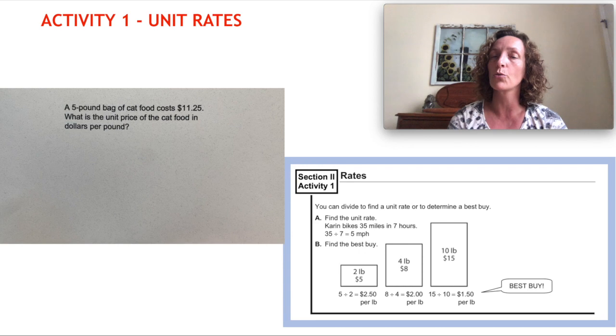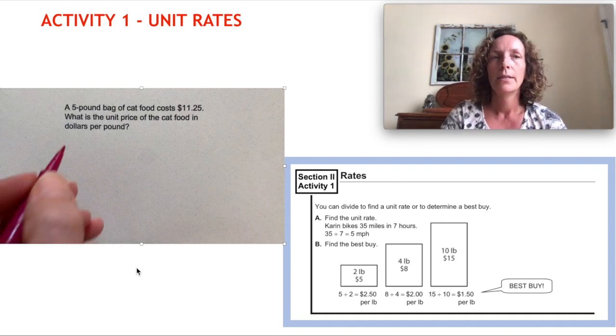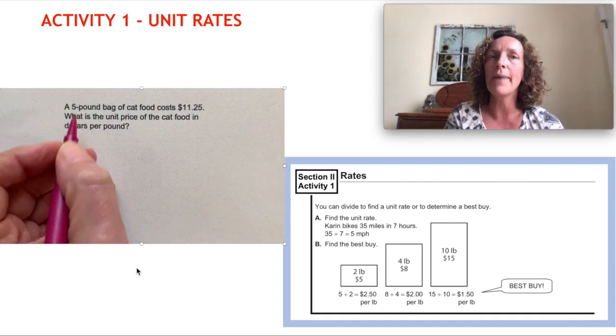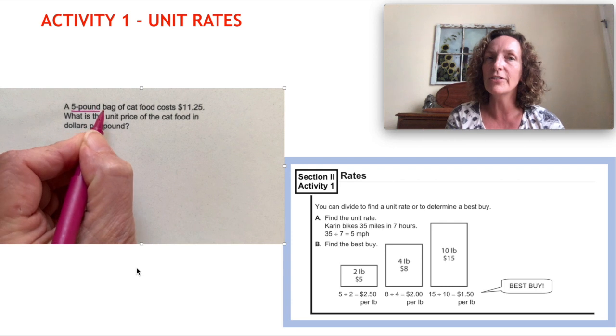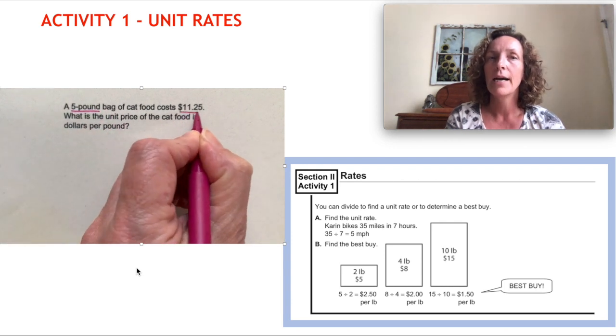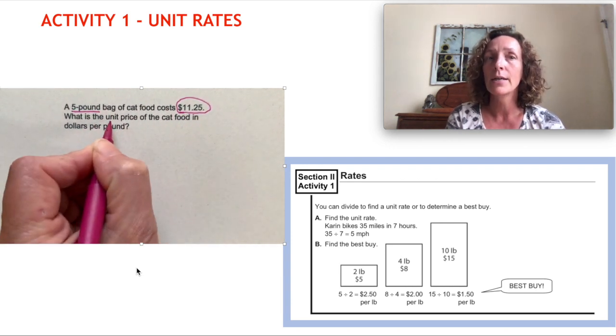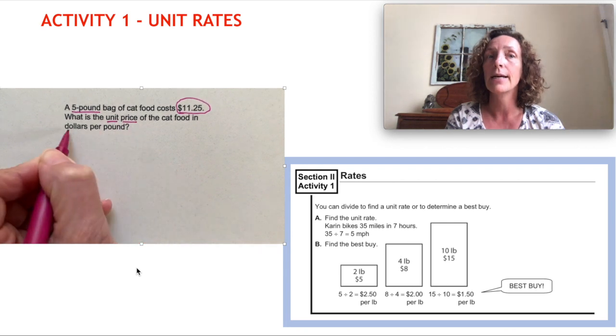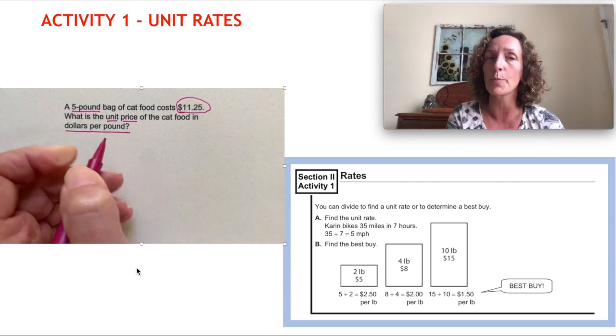I'm going to walk you through a couple more problems so that you have a couple other examples of how to solve these types of problems. All right? So, a 5-pound bag of cat food costs $11.25. Our question asks us, what is the unit price of the cat food in dollars per pound?